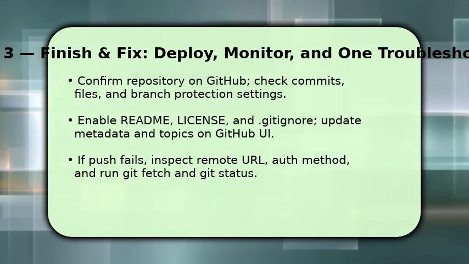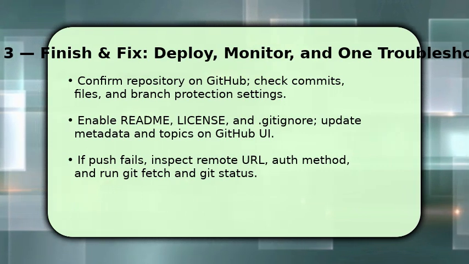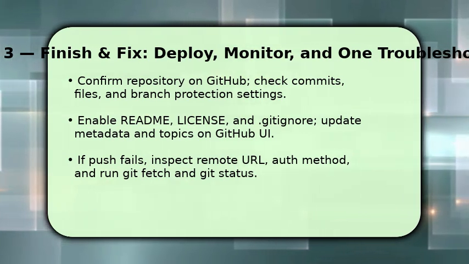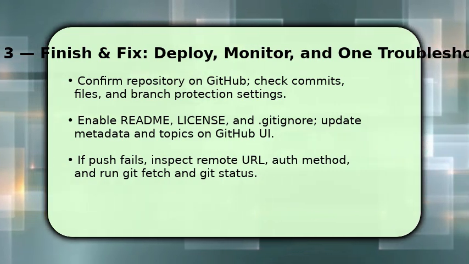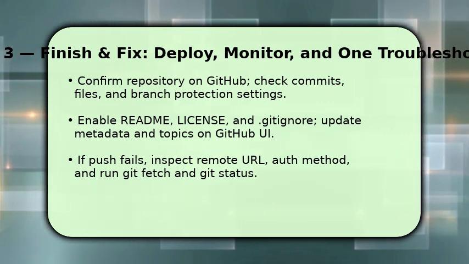If something goes wrong, first stay calm. Check git remote -v, confirm you push to the intended branch, and verify authentication. If errors persist, run git fetch and git status to diagnose, resolving the remote or auth issue.